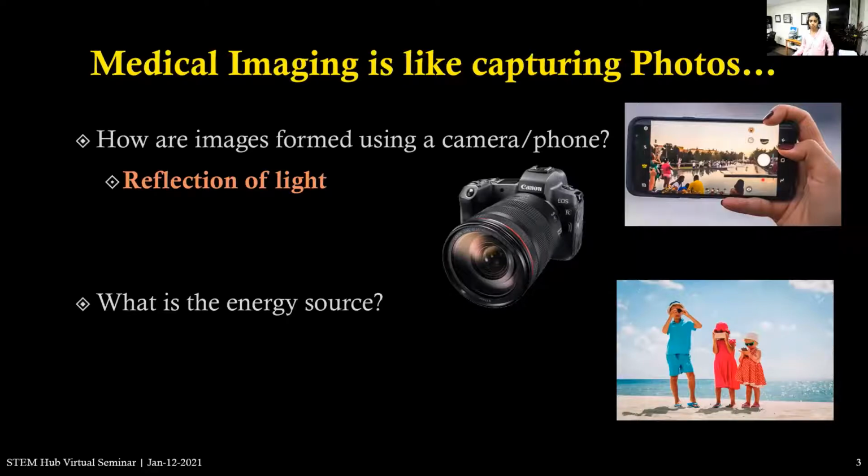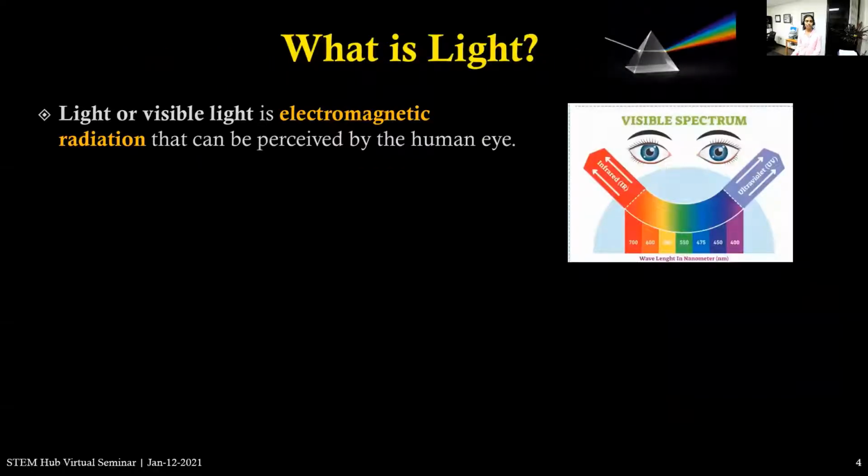So what is the energy source that is used for forming these images? It's basically light, right? So now what is light? Light, or visible light as it's called, is a part of the electromagnetic spectrum. It's radiation that can be perceived by the human eye. So this is the visible spectrum that we can perceive with our eyes. As you know, these are the rainbow colors that are in the visible light, and these have different wavelengths. As you go towards shorter wavelengths, you have ultraviolet, and as you go to longer wavelengths, you have infrared.